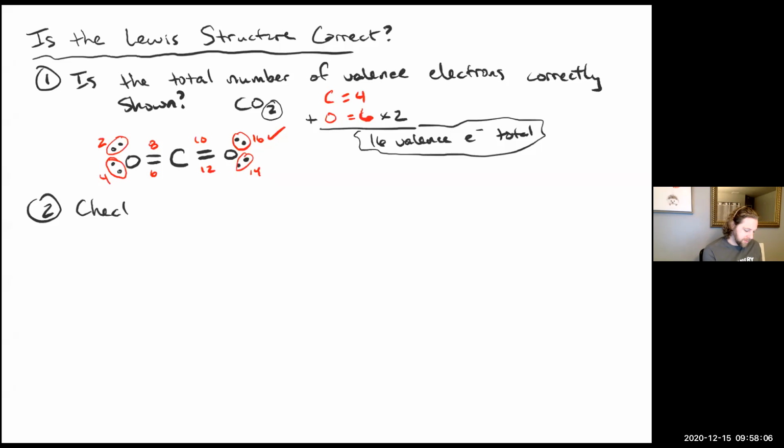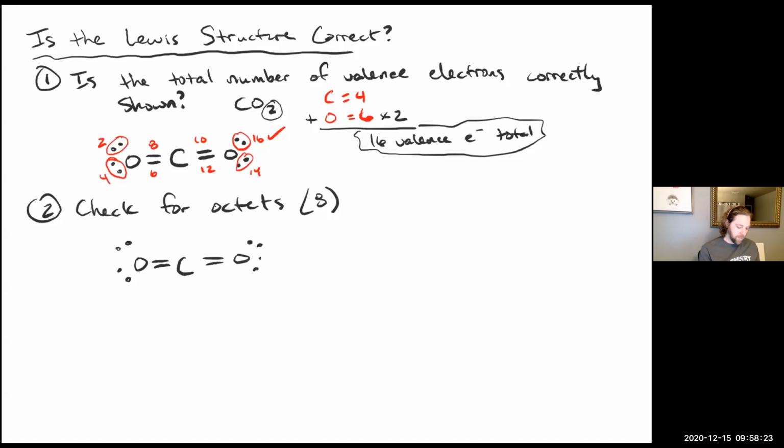Check for octets. And this is going to be the magic number, 8. So if we look at carbon dioxide again, where are the octets? What I'm going to do is draw some circles to show locally what I'm looking at. I'll give you a moment to get this drawn again. So this is the bigger indicator. This is the one that I'm constantly looking at.